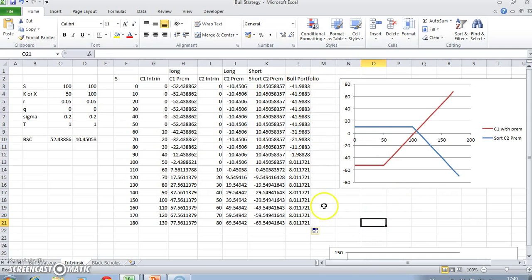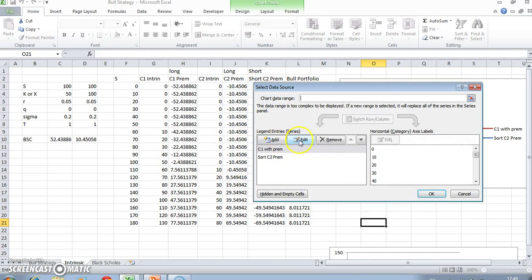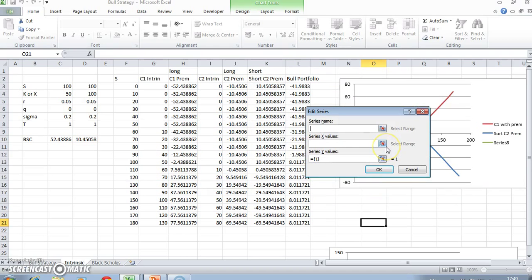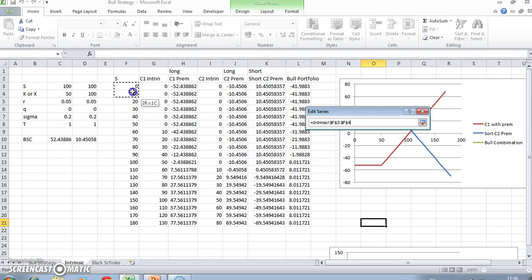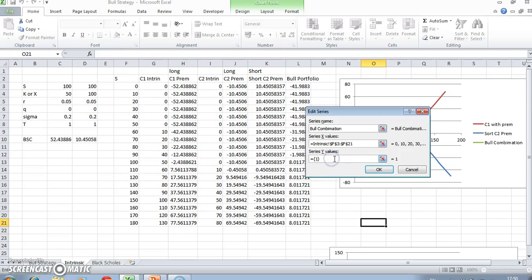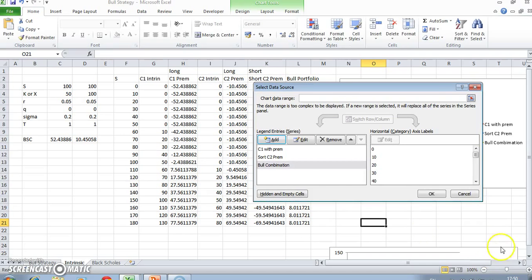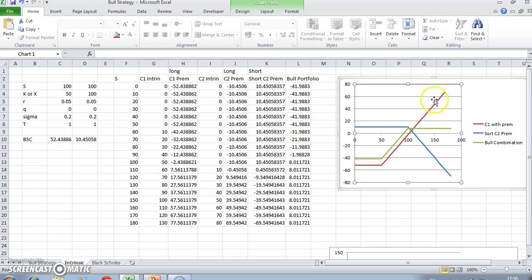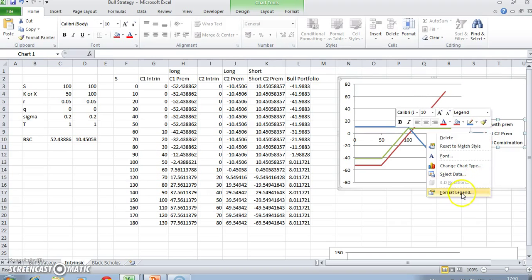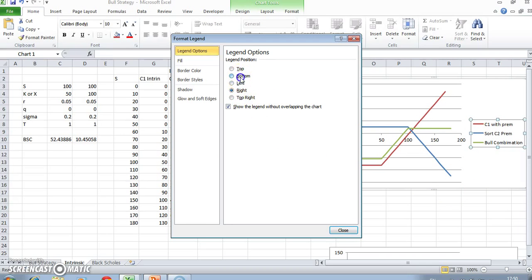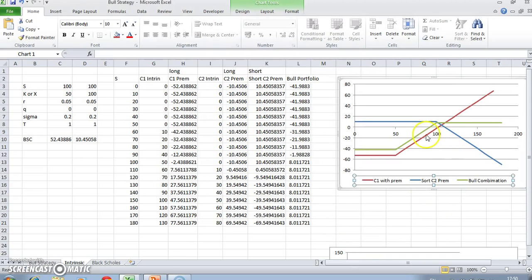And to incorporate this in, select data, add bull, we might call it portfolio or combination, bull combination, so combination of the two underlying strategies, same set of underlying values, and now the portfolio strategy we can observe. So we can put this underneath, format legend, and we could put bottom. And we could have a look at the strategy with the long positions.